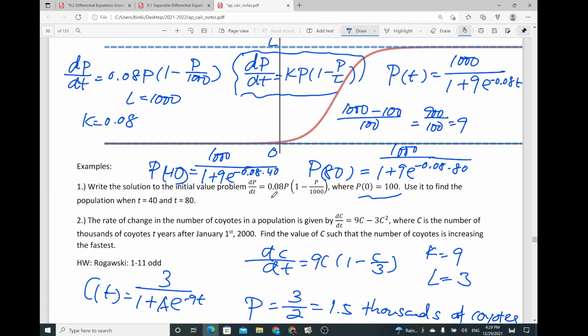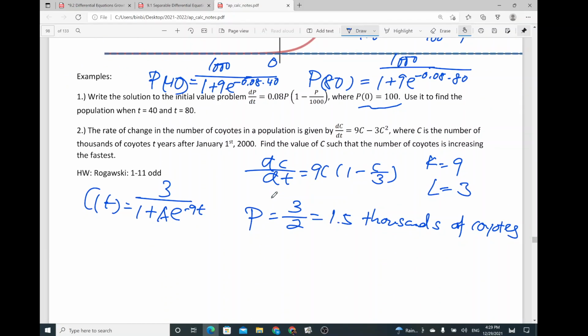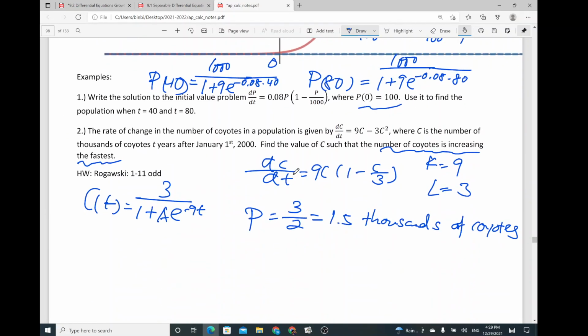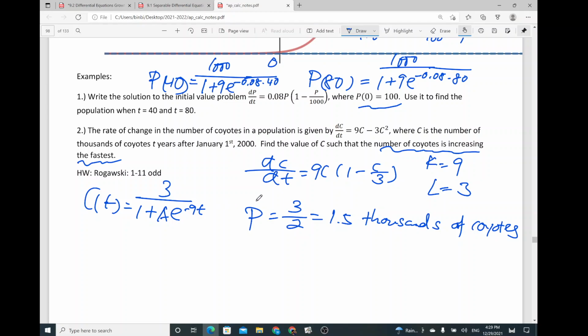If this one shows that the rate of change is growing the fastest, that means the second derivative. So here's the statement: the number of coyotes is increasing the fastest. That means the rate of change is considered the maximum. So we need to take the second derivative using that model.